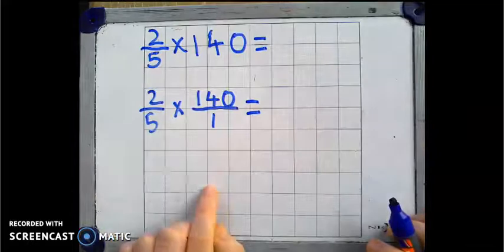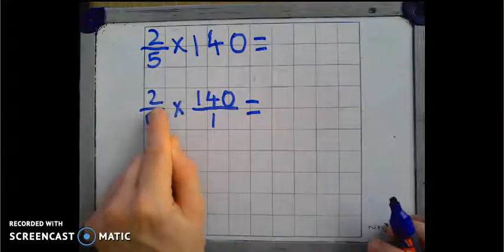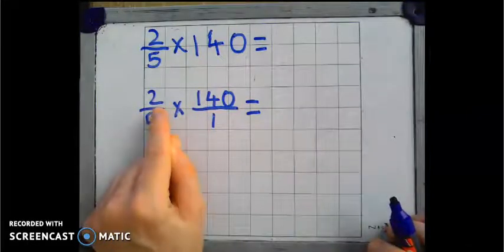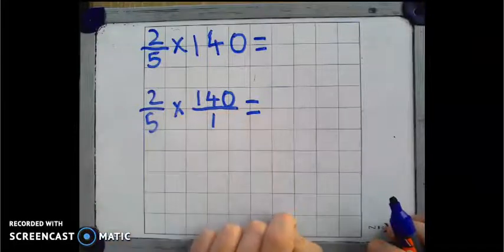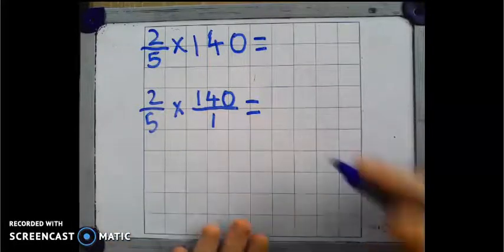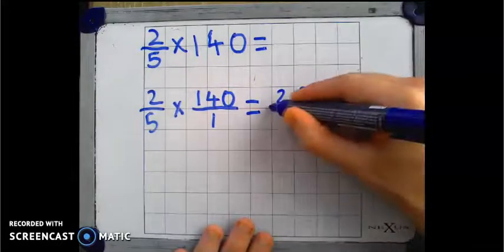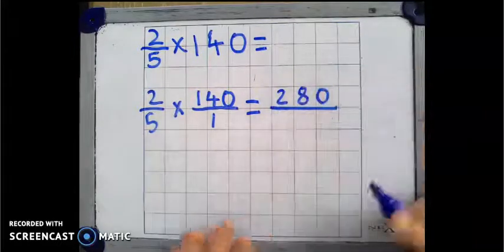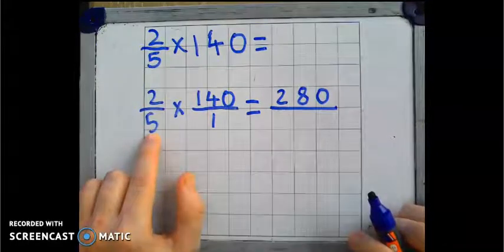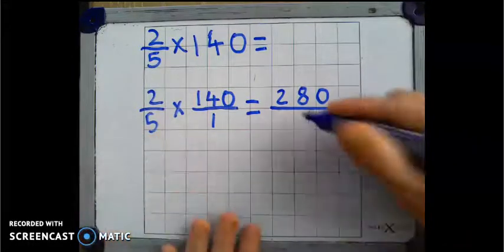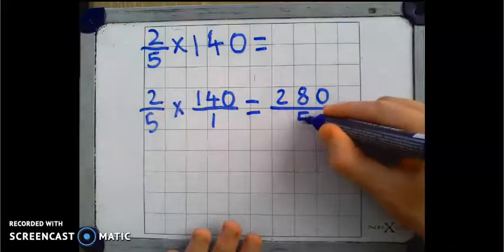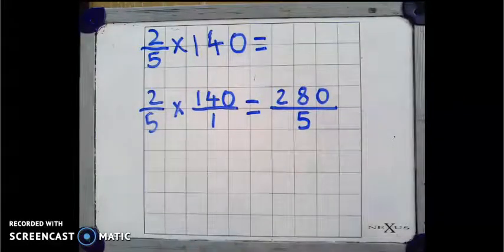Step 2, multiply the numerators together. 2 multiplied by 140. So if we double 140, we get 280. Step 3, multiply the denominators together. 5 times 1 is 5. Now we move on to step 4.